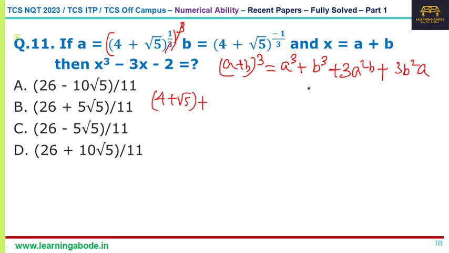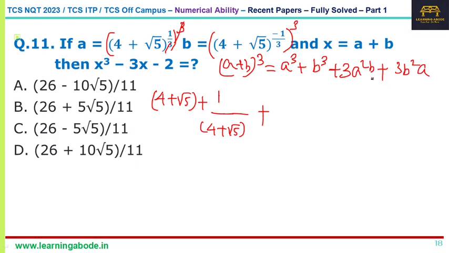Now next will be b cube. Now b, similarly if you take whole power 3 for this, what will be left out is (4 plus root 5) whole power minus 1. So that means this will be like 1 by (4 plus root 5). Now that will be the second term, right?